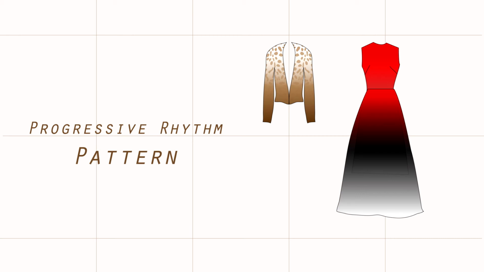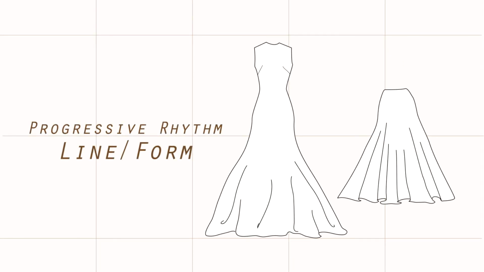And if you're looking for a shape or line of clothes that have progressive rhythm, you can find it in clothes that have gradation change in fit, a well-fitted top and a gradual change to loose, oversized hems. Also, you can find it in a balloon skirt or a blouse that has balloon sleeves.